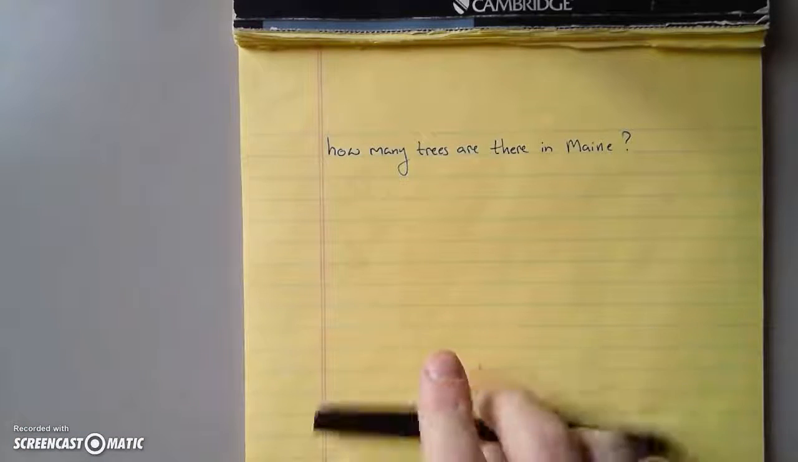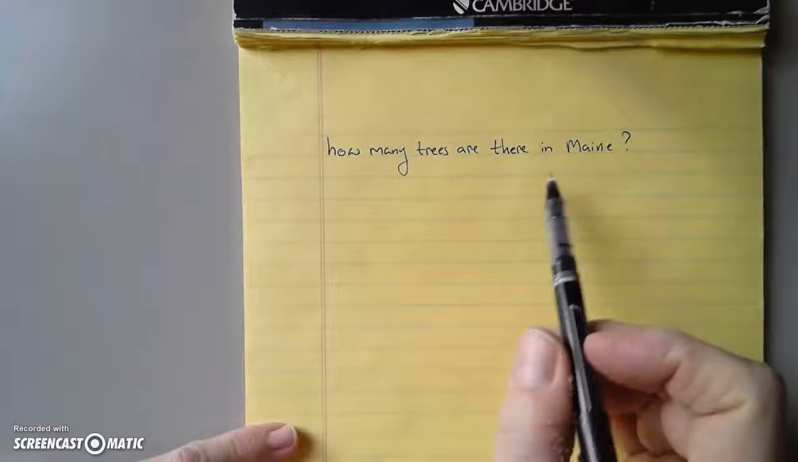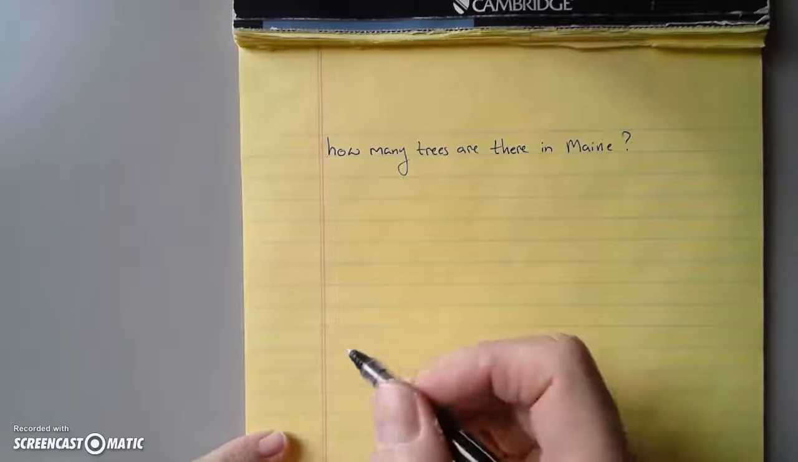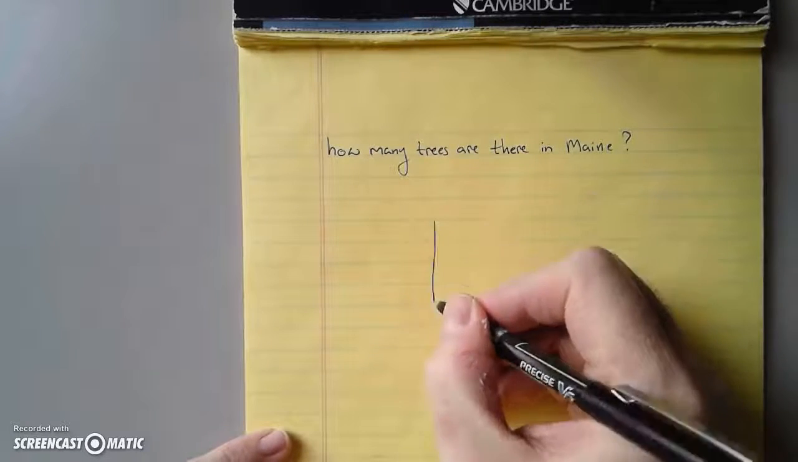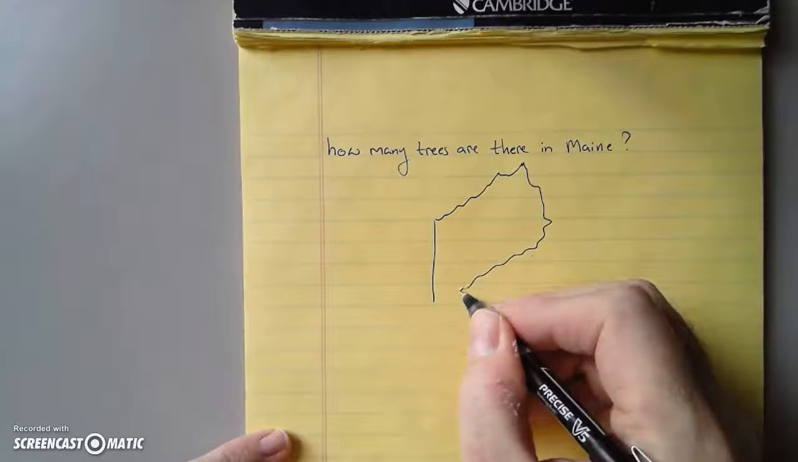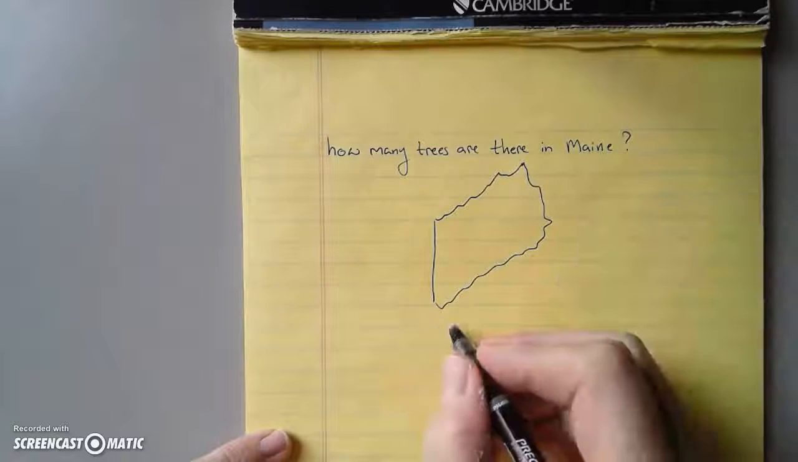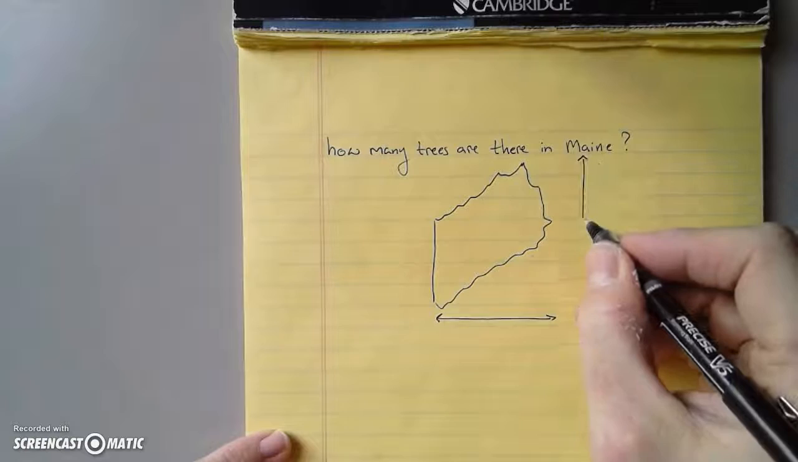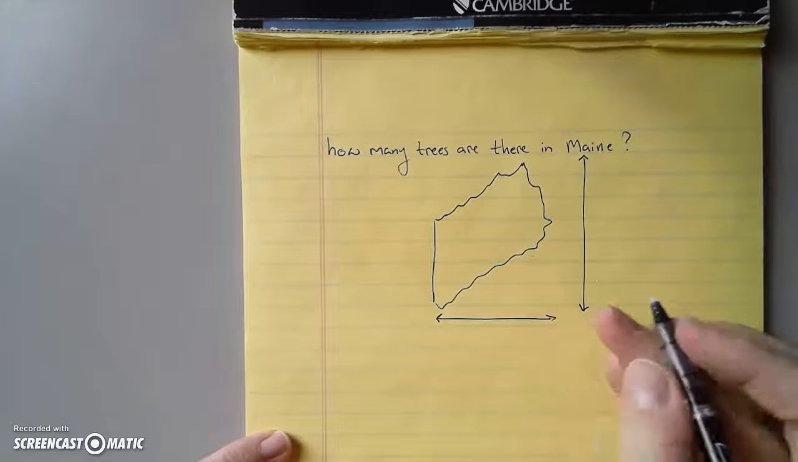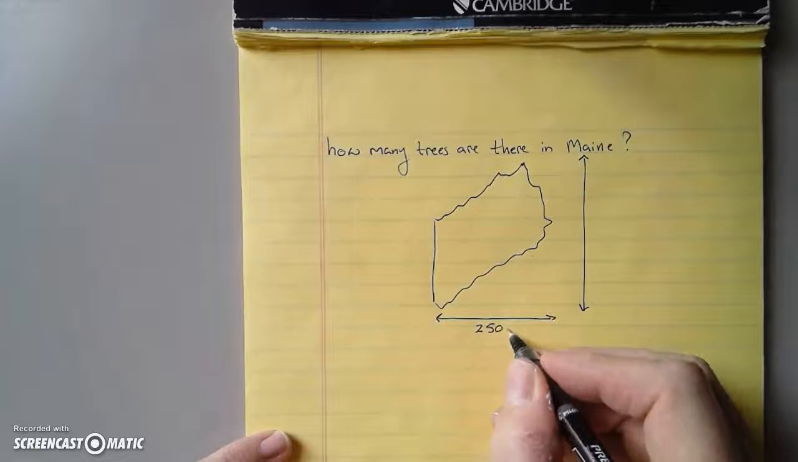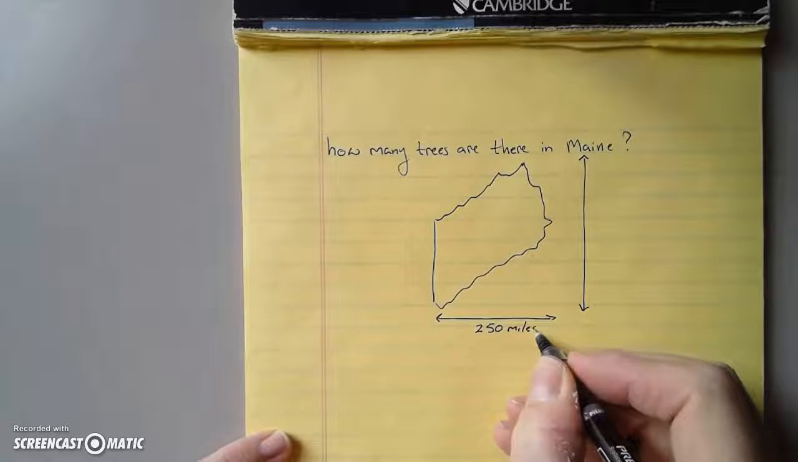All right, today in class, I ended by asking you this question, and it's kind of a challenging Fermi question. So, what does Maine look like? I don't know, something like this. And there's a couple of things we need to know. One, we need to know how big Maine is. And in class, I made some estimates based on personal experiences.